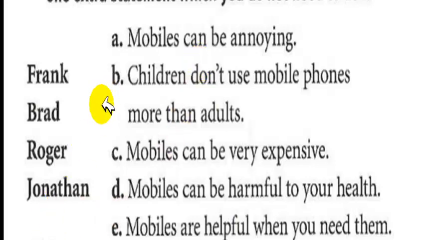Okay. Number B, children don't use mobile phones more than adults. Children don't use mobile phones more than adults. Adults here means grown-ups or older people. In the Western countries, people more than 18 years or 18 years and plus are called adults. 18 years and less are called just children. Okay, so adults means people above 18 years, children people under 18 years. Okay, mobiles can be very expensive. Mobiles can be costly.